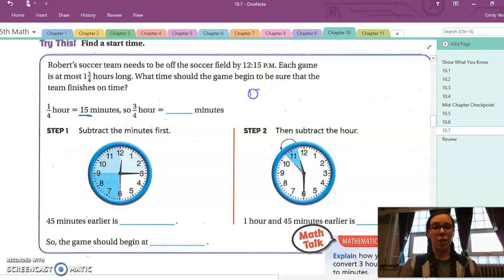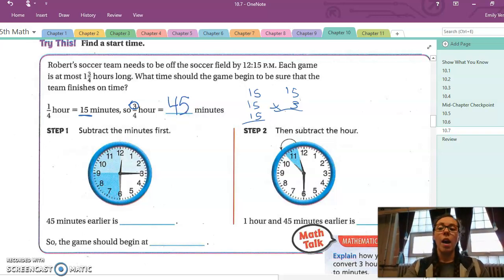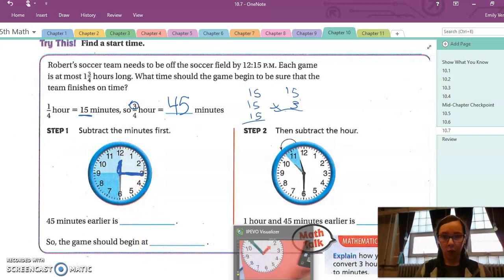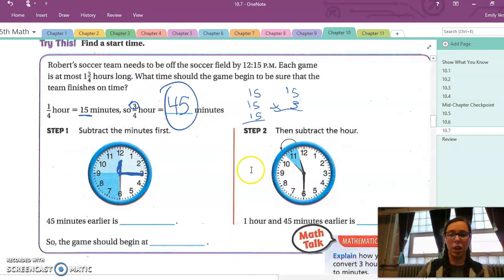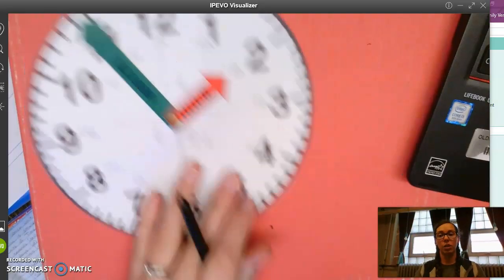It'd be like 15 plus 15 plus 15, or 15 times 3, because there's 3/4 hours, which is 45. So 45 minutes, okay? So if they have to be off the field by 12:15, that's where these hands are at, 12:15, then let's go back 45 minutes. And we want to do that because that's going to take the minutes away, and then we can focus on the hours.